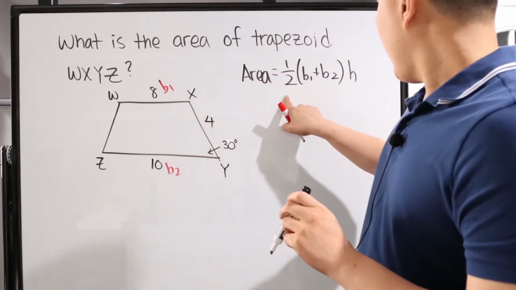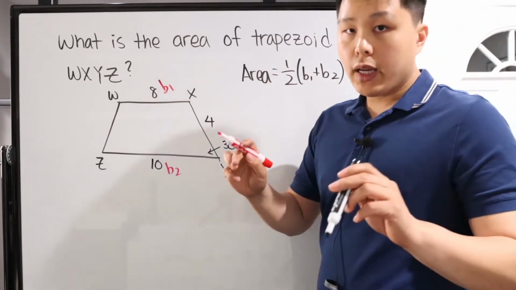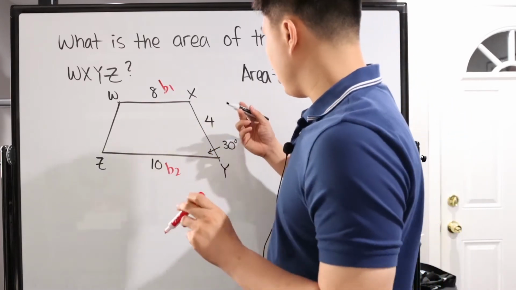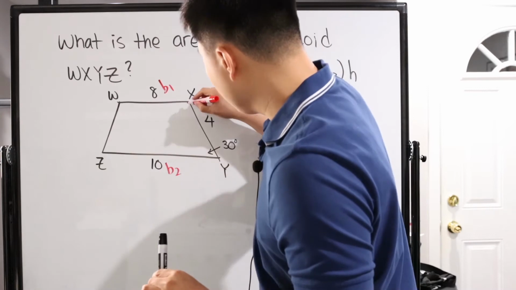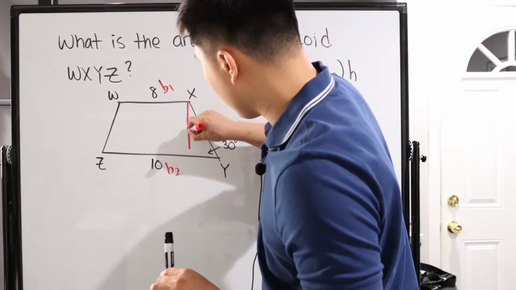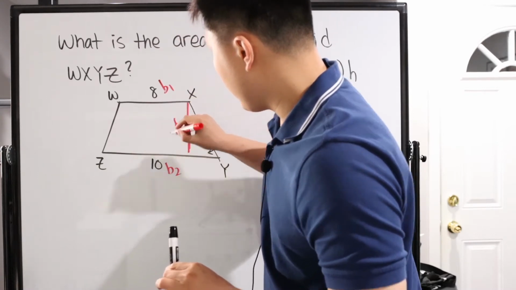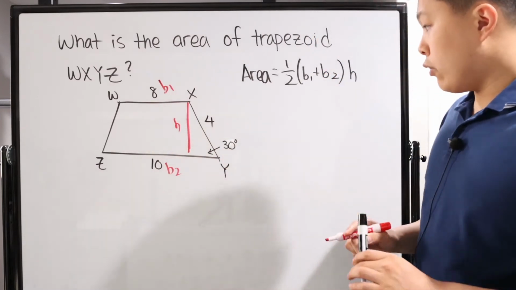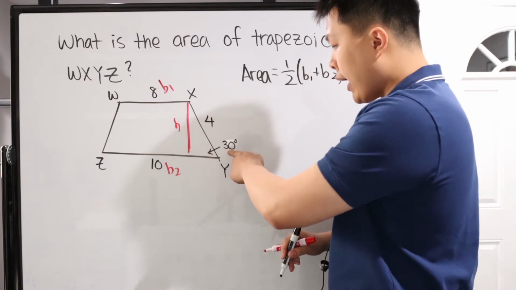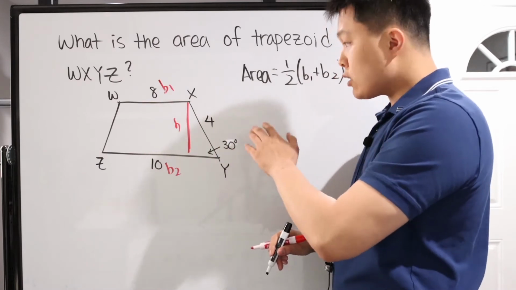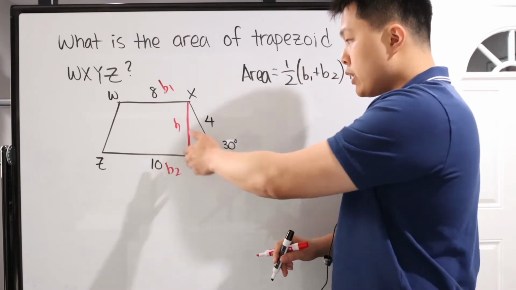Now, we have 1/2. What we're missing is the height. The height of the trapezoid is usually one that's perpendicular to the base. So let's just draw it right here so you can see it. That's what we call a height. So this would be our height, and that's what we want to know. Now, we have 30 degrees, which is actually extremely helpful.